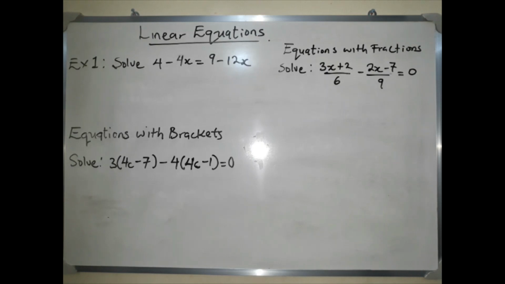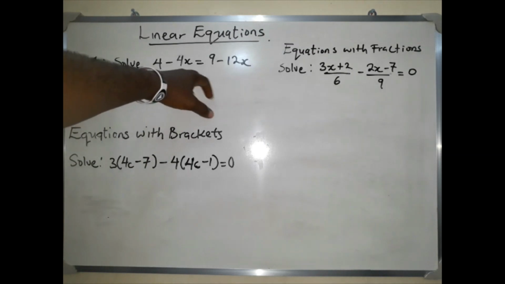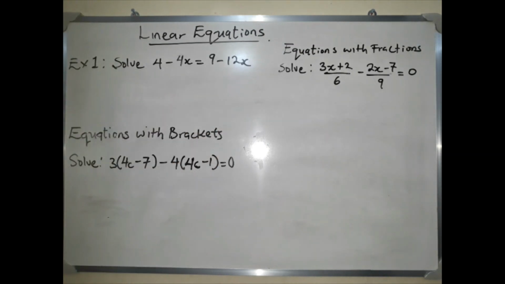Now, before we go into our examples on the board, I just want to get some definitions out of the way. Now, an equation is a statement that two algebraic expressions are equal in value. For example, in this very first example that I wrote here, 4 minus 4x is equals to 9 minus 12x. It is a linear equation. That expression is a linear equation with an unknown x. Now, this equation is only true when x has a particular numerical value.